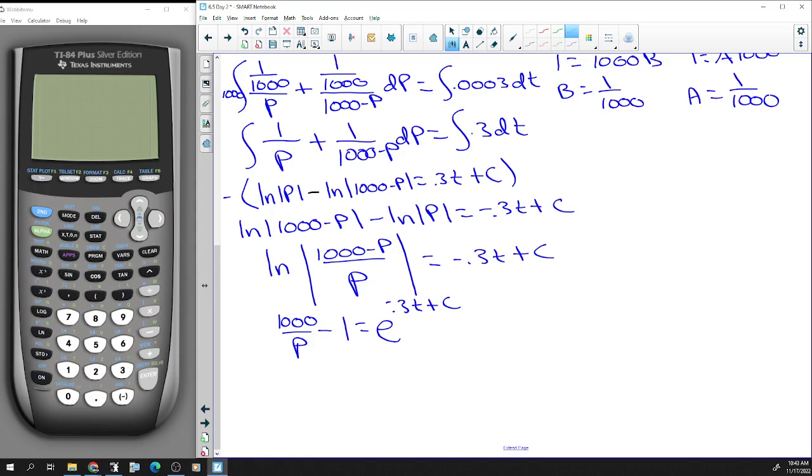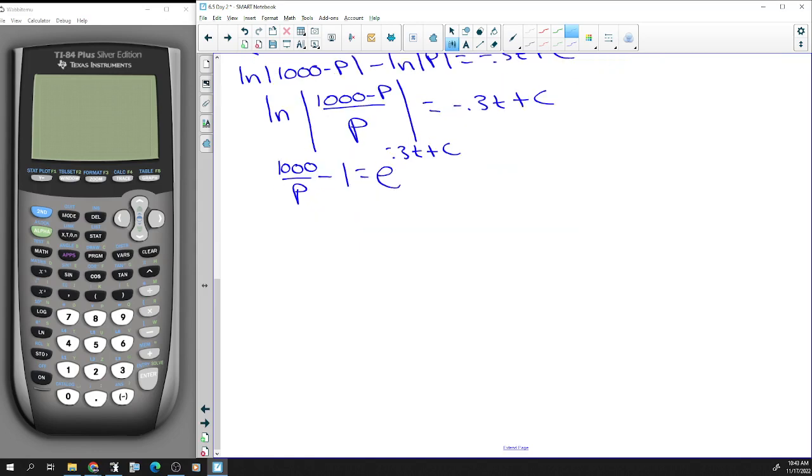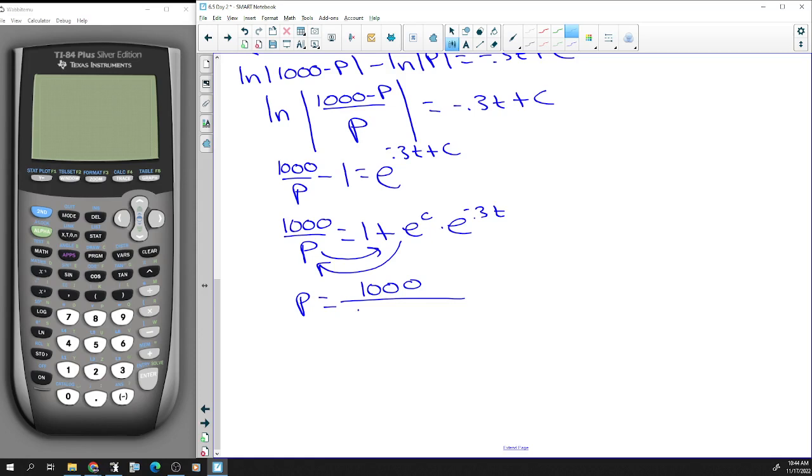Well, now we can add the 1 over. So 1,000 over P is equal to 1 plus, how about we do this? E to the C times e to the negative 0.3t. Because we can split those powers using multiplication. Because when you multiply them together, you would add the powers. Well, now we can divide by this and multiply by this. So P is equal to 1,000 over 1 plus, instead of e to the c, I just want c.